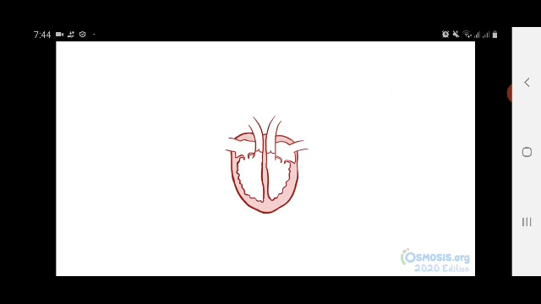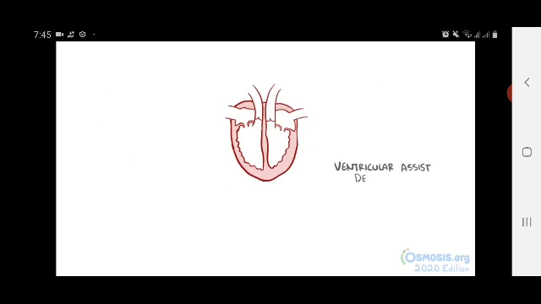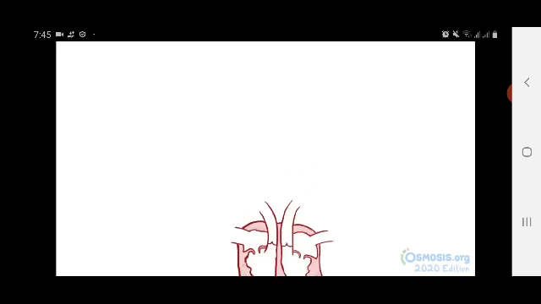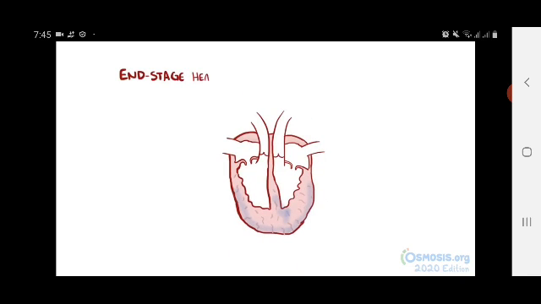Alternatively, for heart failure in general, some people might have ventricular assist devices implanted, or VADs, which literally assist or help the heart pump blood. In end-stage situations, though, where other forms of treatment have failed, patients might have a heart transplant.